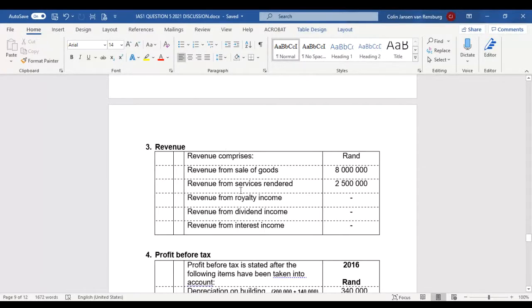Revenue comprises of what? Revenue from sale of goods, as we've seen in our trial balance, 8 million rands, and then revenue from services rendered, 2,500,000. Right. Just for the sake of completeness, we've added the 3 other possibilities that will form part of revenue. But obviously, if the company doesn't have any of that, you don't need to show that as part of your note. So your note would have ended there. Okay.